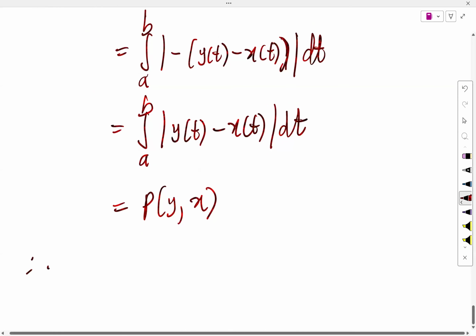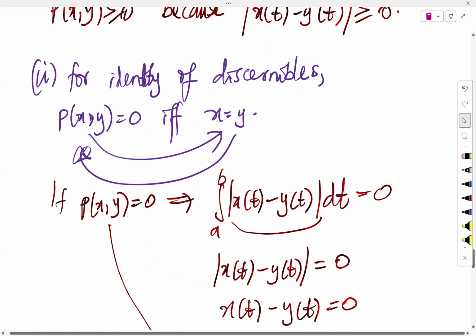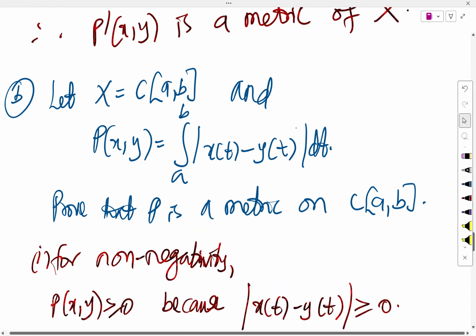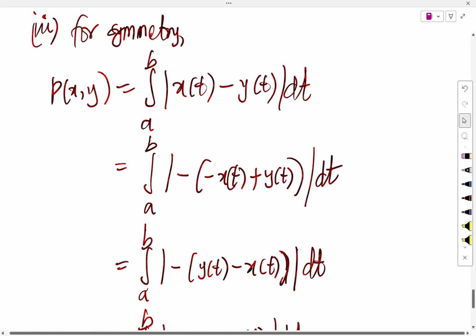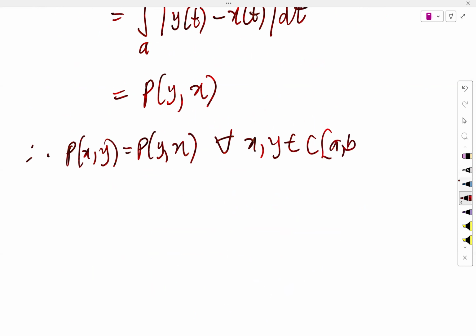So you can say, therefore, p of xy is the same thing as p of yx for all x and y in X. Is that what we have in the real number system? Okay, not the real number system. That's not X here. Very important: in C of a comma b. So that's what we have here. Whatever space you're given, that's what you should use. Okay, so we've done 3.